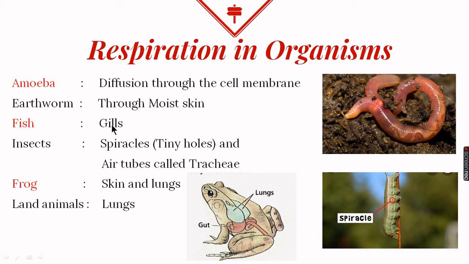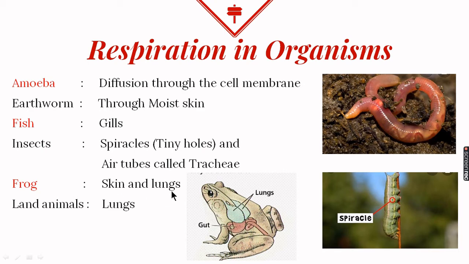Fishes, we know, breathe with the help of the gills. Insects have tiny holes on their body which are called spiracles and these spiracles lead into tubular structures which are called trachea and these trachea are further branched so that this oxygen can reach each and every part of the body. Frog can breathe with the help of skin as well as lungs.